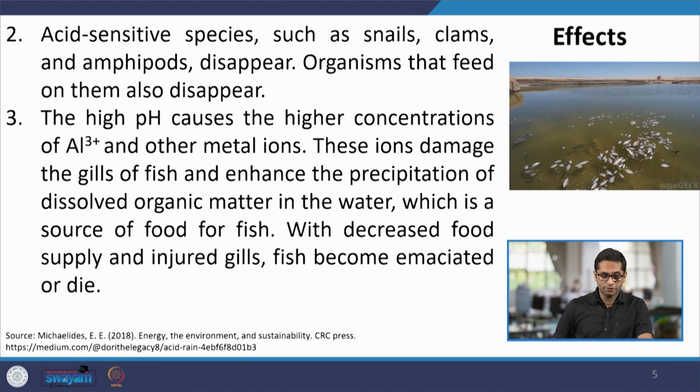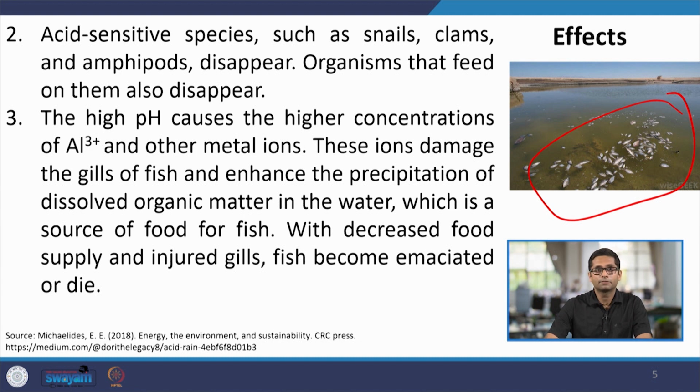Further, it was also noticed that acid sensitive species like snails or amphipods disappear, and these species form a major part of the food chain. The larger fishes or the larger marine life would feed on them. Because of the disappearance of their food, it affects the entire food chain and leads to the death of fishes. So, it was quite common to see fishes dying en masse in the lakes.